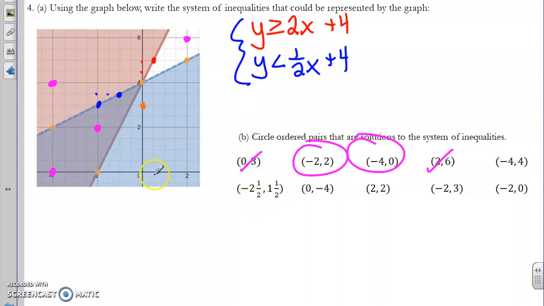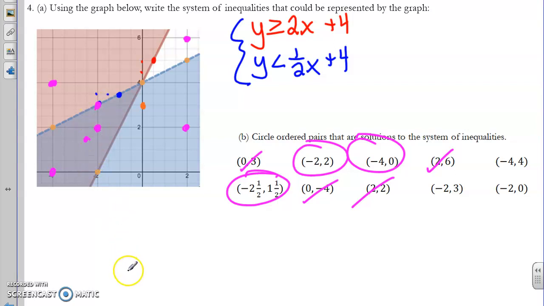-2.5 and 1.5. So -2.5, 1.5. Yes. 0, -4. So 0, -4. Oh, that would be way down here. So definitely not. Okay. 2, 2. Nope, that's only in the blue. -2, 3 would be right here.